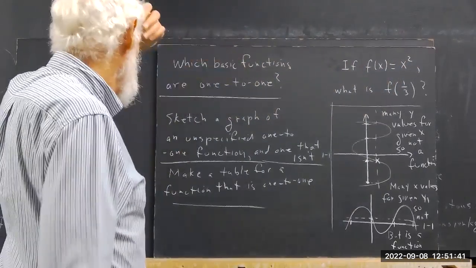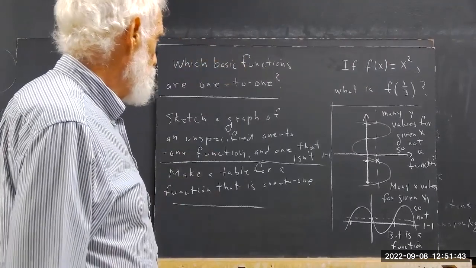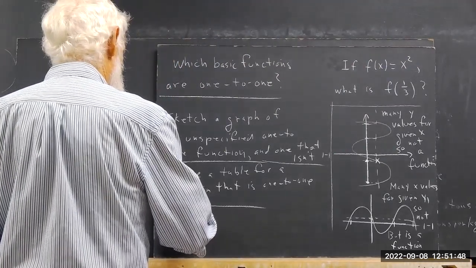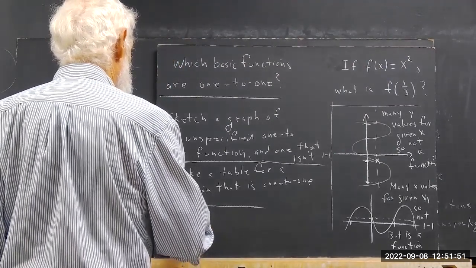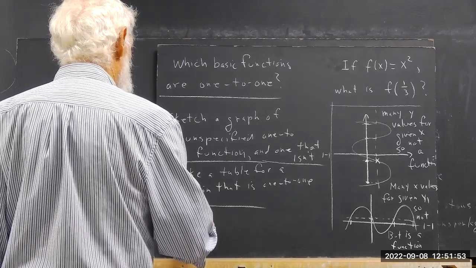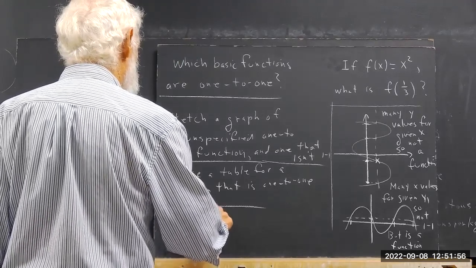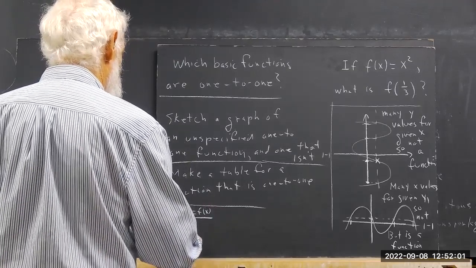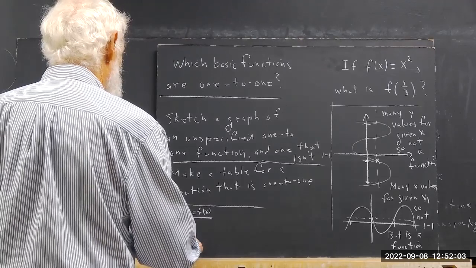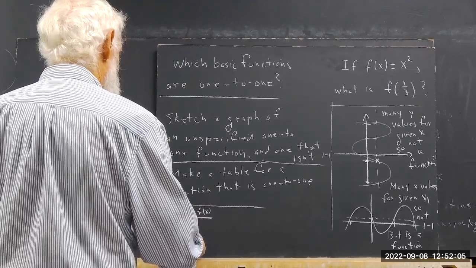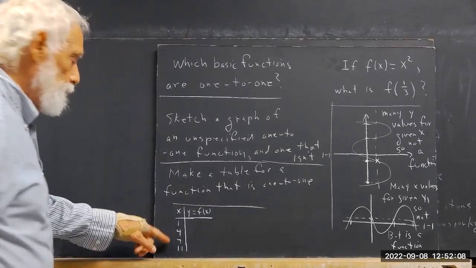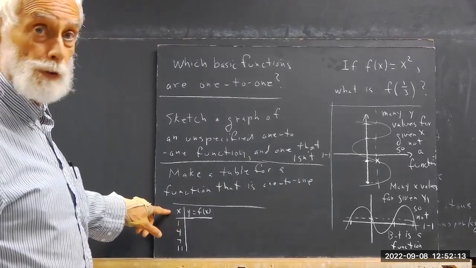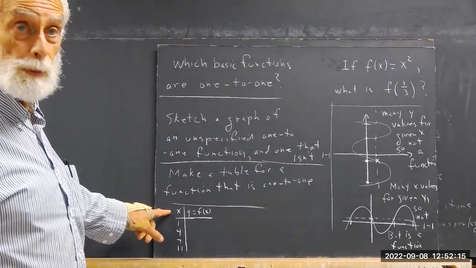Okay. Table for a function that is one-to-one. I can make a short table, and there are many ways to do this. We've got x and y equals f of x. So let's say x is 1, 4, 7, 11. Take any four numbers. You can't use the same number twice over here because if you did, it wouldn't be a function.